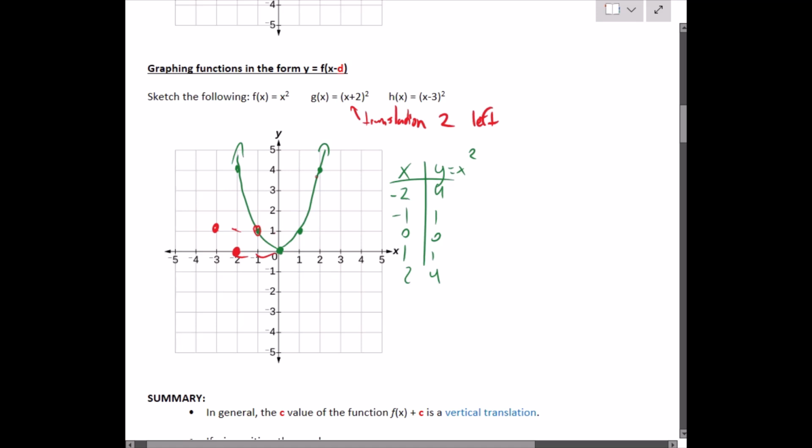And then let's look at h of x equals x minus 3 squared. One minute here. My OneNote has decided to stop working here.